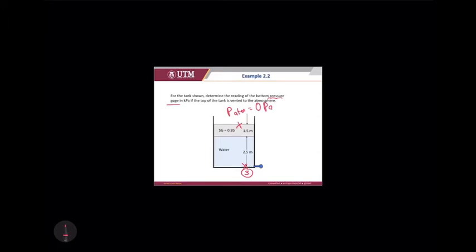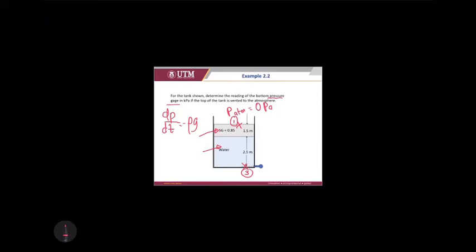But the problem is we cannot compare point 3 with point 1 directly. Why? Because of the rule for using the equation dp dz equals minus rho g: number one, rho must be constant, and number two, both points must be in the same fluid. In this case they are not in the same fluid, because at the top the fluid has an SG, specific gravity, of 0.85, while at the bottom we have water.